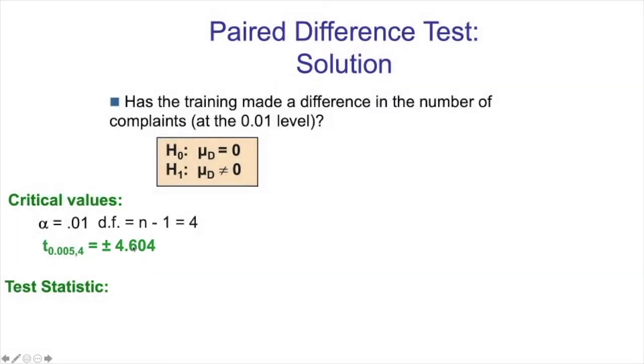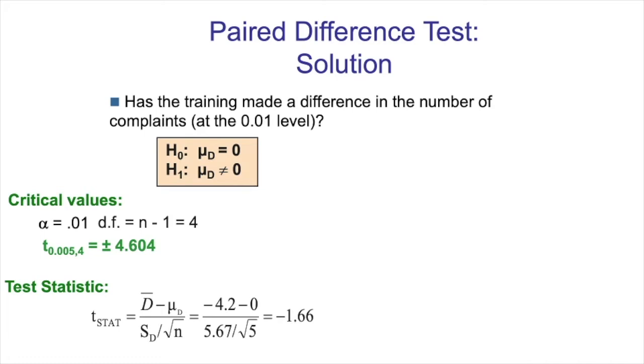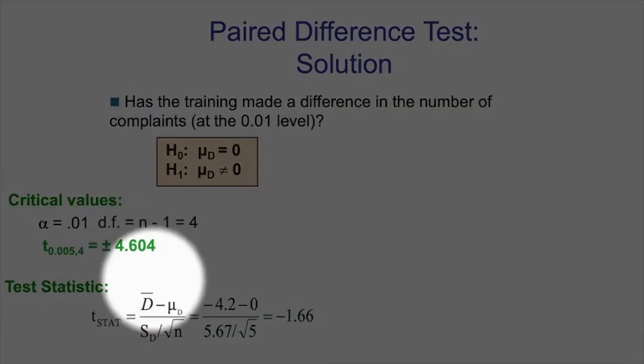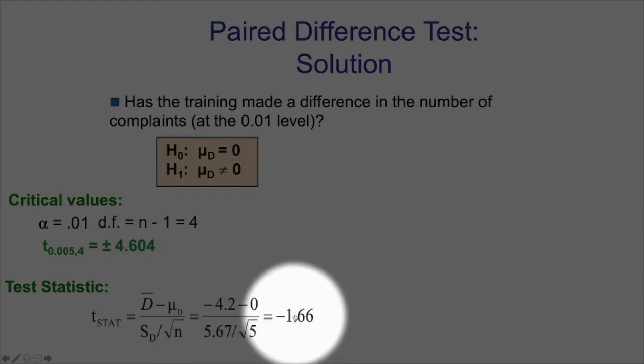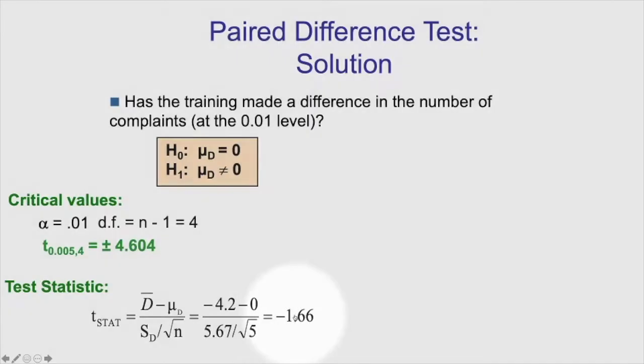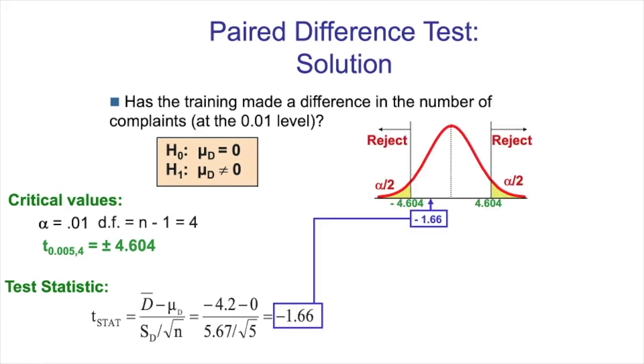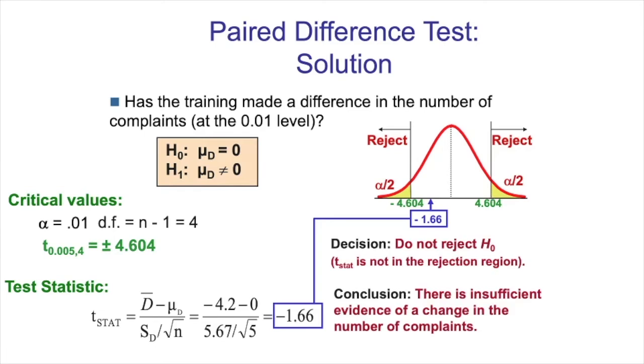right here. What is your test statistic? Well, same as before. We used to do this with x. Now we do this with d. We just plug in the numbers, and our test statistic is minus 1.66. And so now we're going to compare where that t-statistic falls in relation to the critical values. We can picture this graph in our heads. We see that minus 1.66 is in between the 2 critical values, and so we fail to reject the hypothesis.